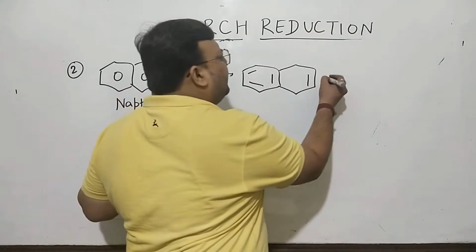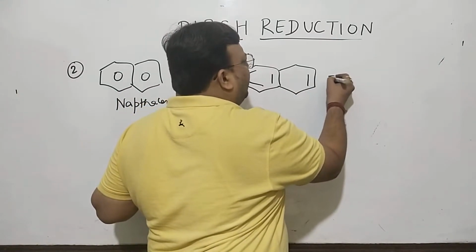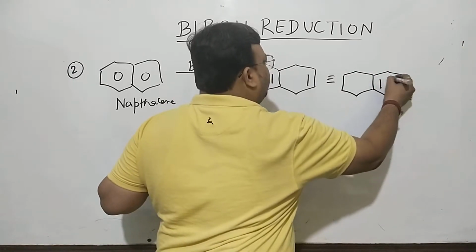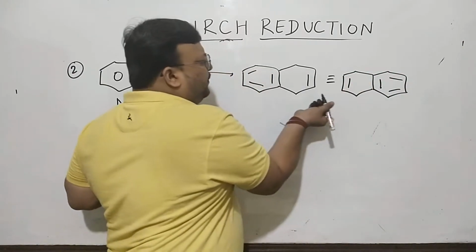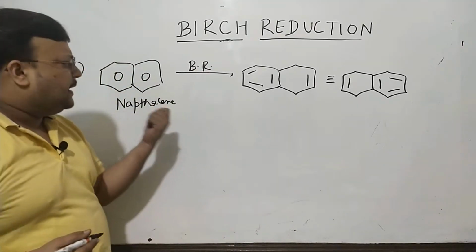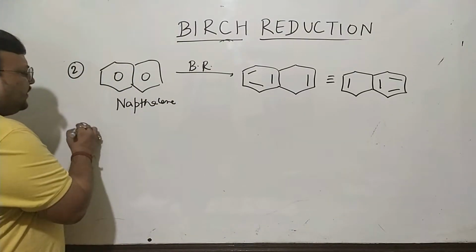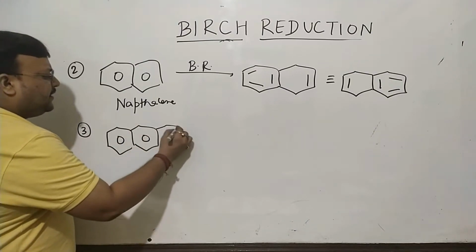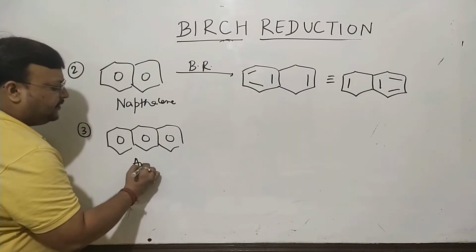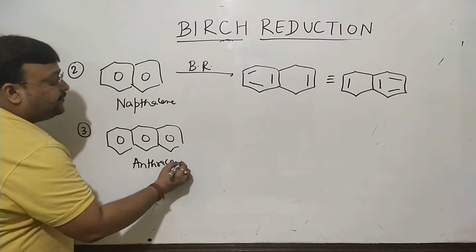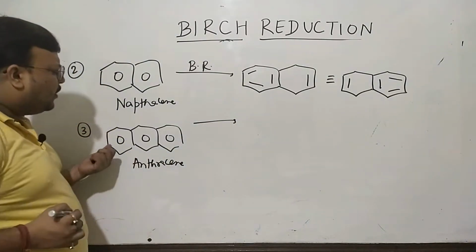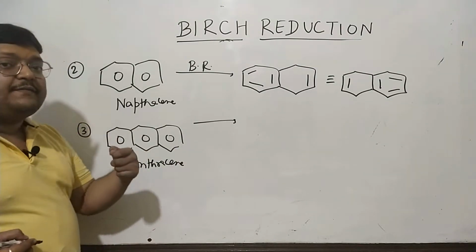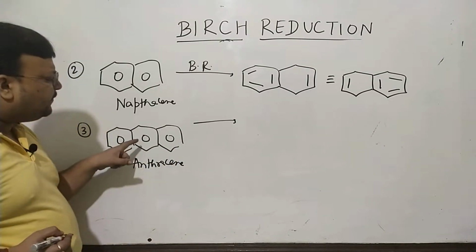Naturally, whether you write it in this form or you write it in this form, the two are identical. You can write either this form or this form. Both are same. That is the case with naphthalene. With 3 rings, which is anthracene, you will always find the middle ring. Out of these 3 rings in anthracene, you will always find the middle ring is the most reactive one.